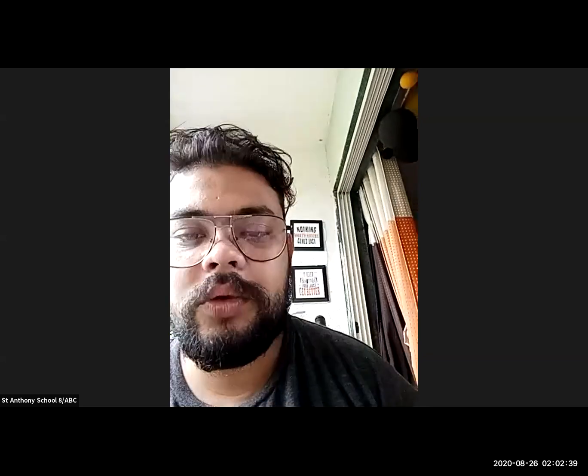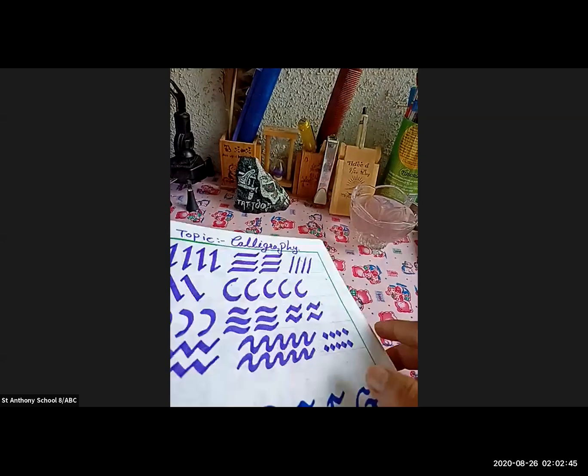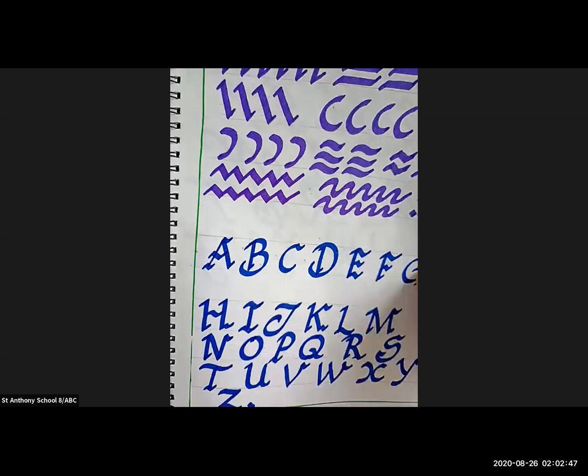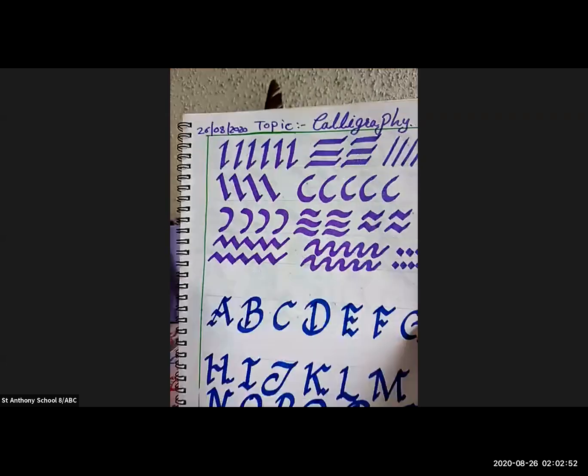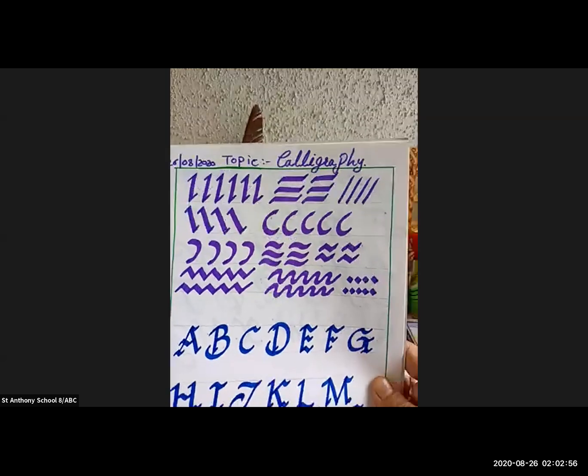You have to do this kind of calligraphy in your book. Okay, this is your homework. Just look at this. This is the homework for you. You have to do this kind of calligraphy in your book. Very good, Sahil. Very nice. So you have to complete this kind of calligraphy.